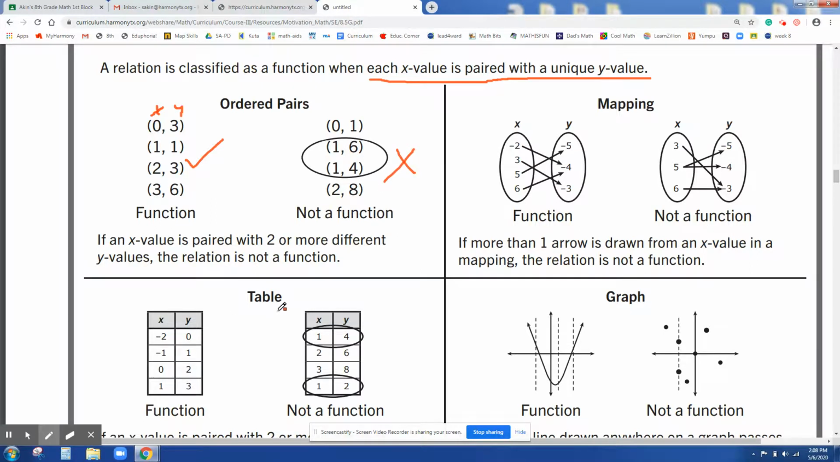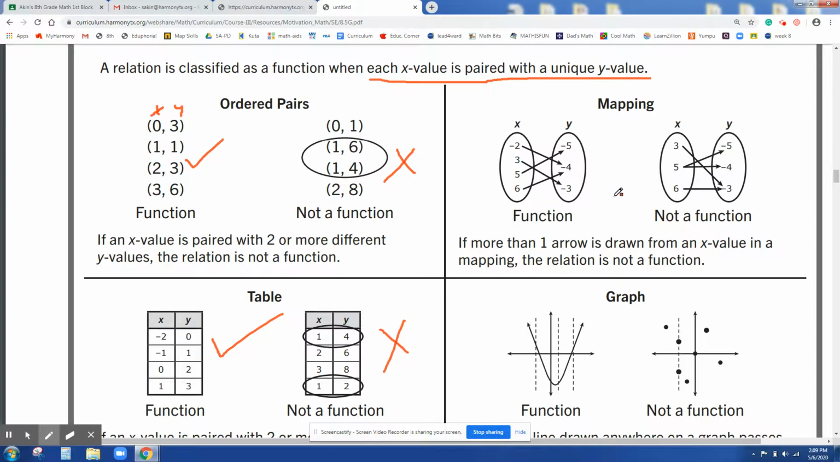A table is very similar to ordered pair. You will just pay attention to your x values. If they are all different from each other, no problem. It's a function. Don't worry about y values. But here in the second table, I have 1, 4 and 1, 2. Like I have two y values here belonging to 1. So 4 and 2. One goes to 4, one goes to 2 at the same time. It's a problem, not a function.